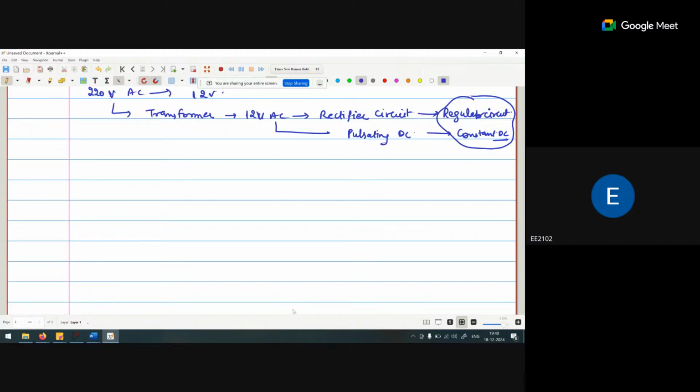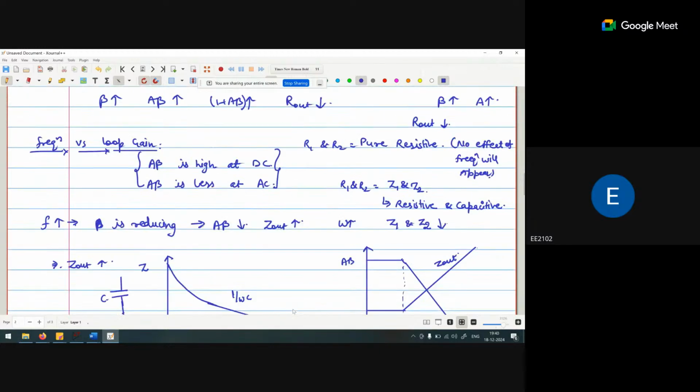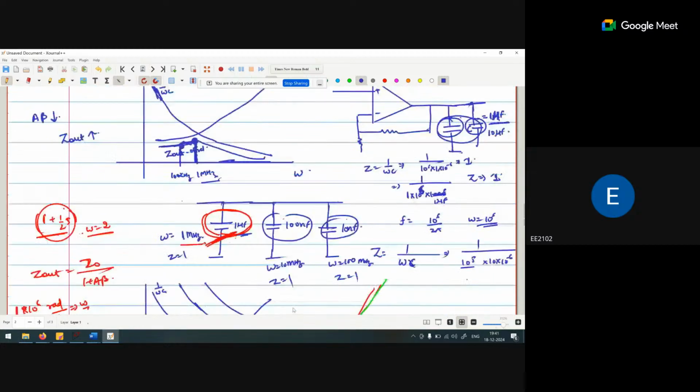So to reduce the value of Z out, we are using multiple capacitors. We know the behavior at DC: for the DC, AB is high, and if AB is high, Z out is less. But if you are using the AC signal, AB, the loop gain, is basically less, and Z out is high. So to reduce the Z out, what should we do? We use a parallel capacitor at the output terminal.